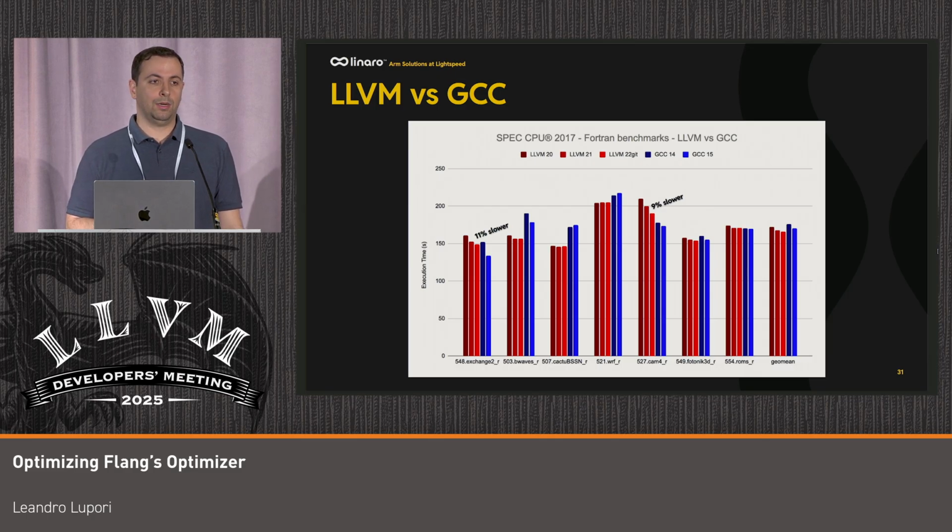And here we can see that the only benchmark now where Flang performs worse than GFortran is Exchange 2. That is 11% slower when comparing it to GFortran 15. Although CAN4 can still be improved.